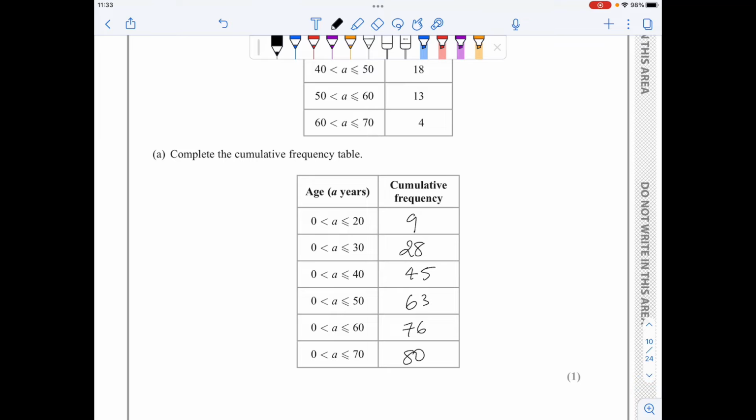In part B, I need to draw a cumulative frequency graph. Now for this graph, my x coordinates will be the upper bounds of the age, and the y coordinates will be the cumulative frequencies. Note that the lower bound of the first age group is 0, so this will be my x-intercept, so the graph will pass through 0, 0.